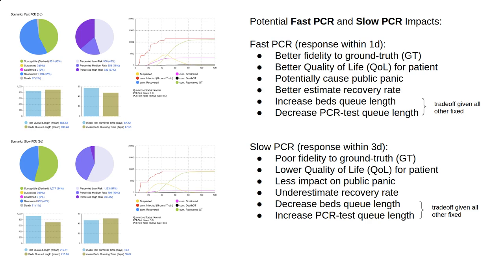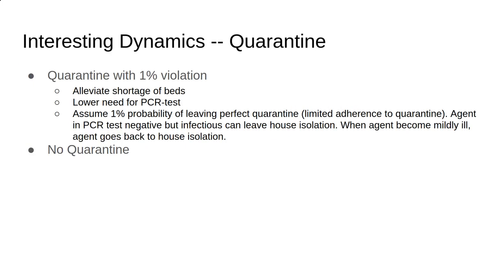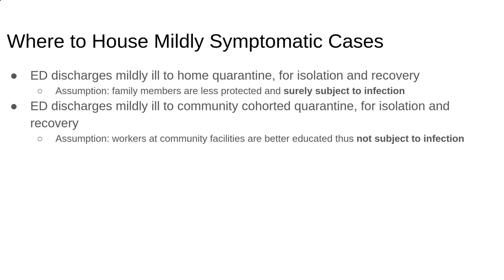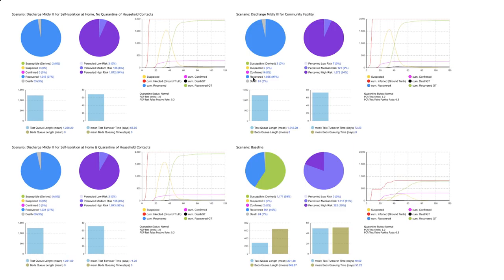Model results from this model are intriguing, and regrettably, I don't have time to cover them. But we can examine the effects of expedited testing, say fast versus slow PCR, different levels of quarantine adherence, or to use an older term, compliance, and the impacts of that on model findings, issues of where to house mildly symptomatic cases, whether in community cohorting versus home quarantine, and the impacts on infection, with different assumptions being employed as to the role of individuals in isolation, I believe, here.